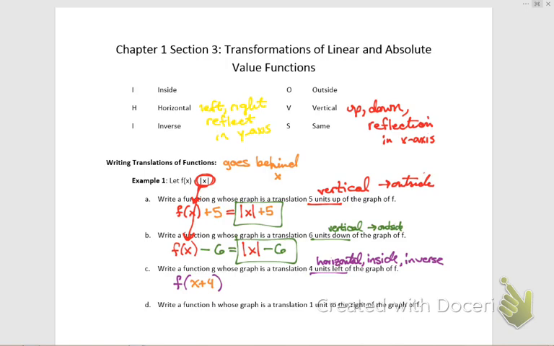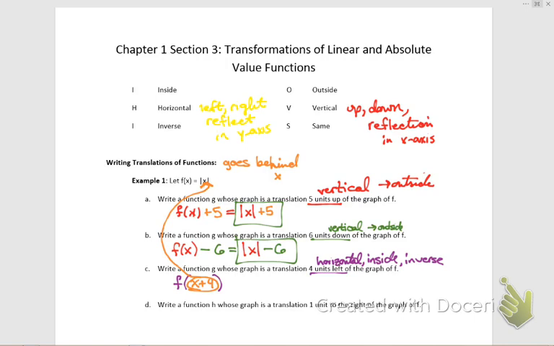So it's actually x plus 4 because it moved left. So it's doing the opposite of what you'd expect. Now here's where things change a little bit. It's going inside, which means that instead of circling the absolute value of x and plugging the absolute value of x in, we're going to take x plus 4 and plug it inside there.